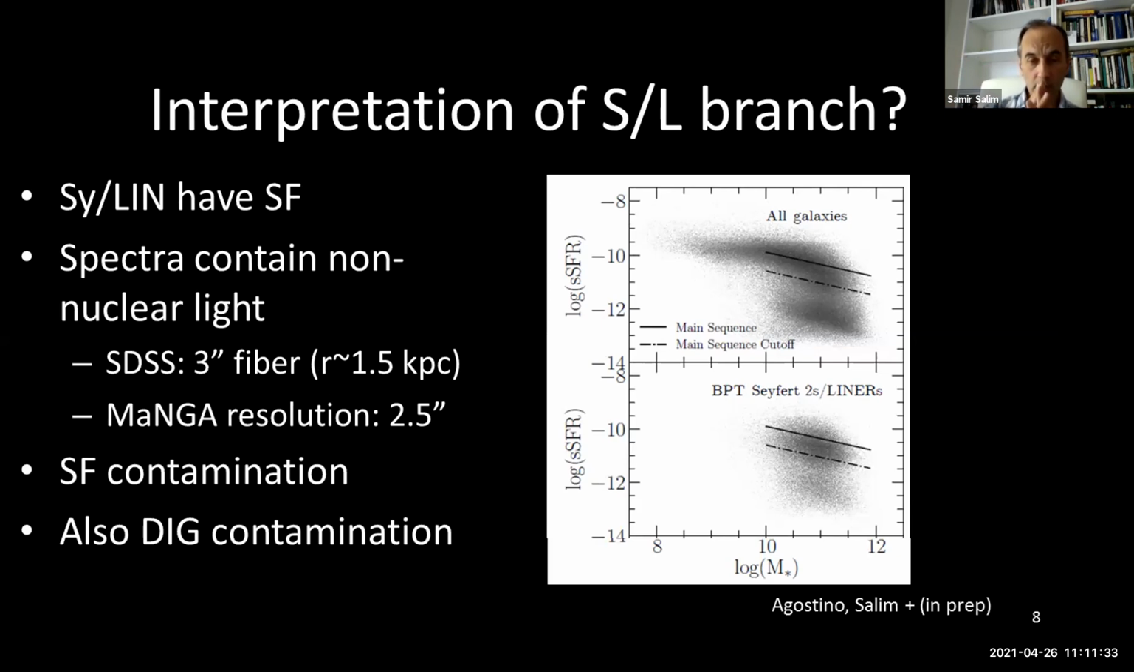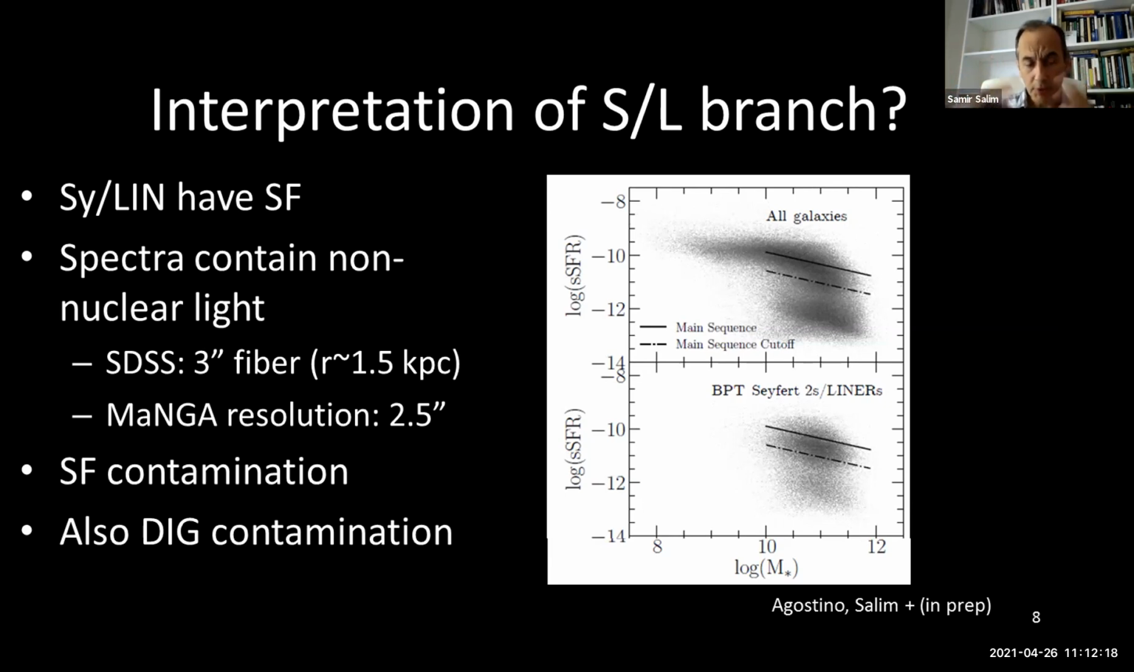So if you look at this plot of log sSFR, the specific star formation rate, versus mass, this is for all the galaxies in the local universe, and this is only those on the Seyfert-LINER branch, you see that most of them actually have quite substantial star formation, such that they are, to a large extent, on the main sequence or just below that. That means that in a typical spectrum that we have from SDSS, that is a 3 arcsecond fiber that covers something like 1.5 kiloparsec in radius at a typical redshift, you're going to get a lot of contribution from HII regions.